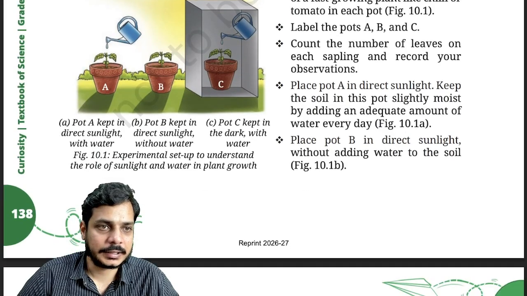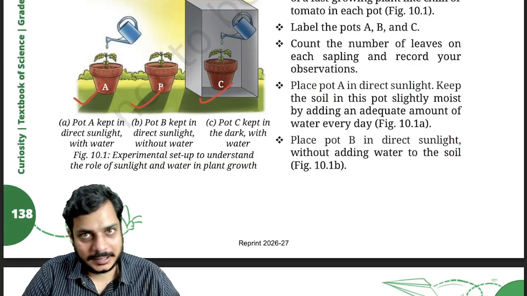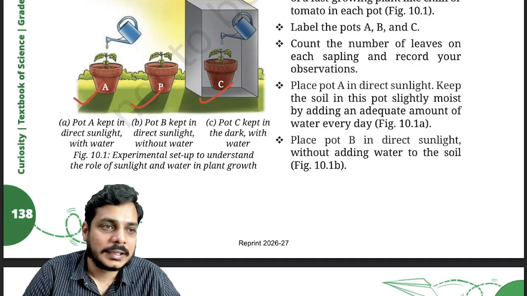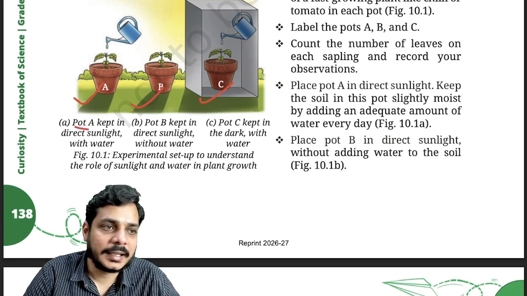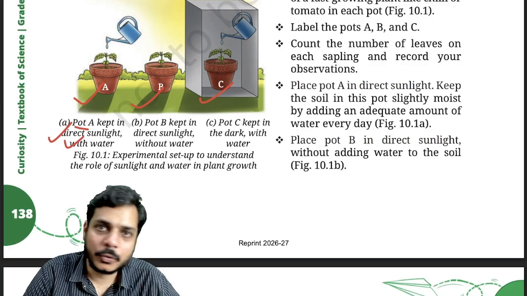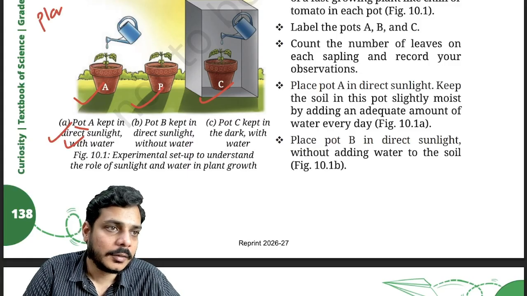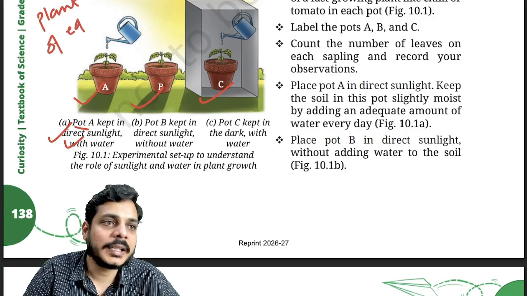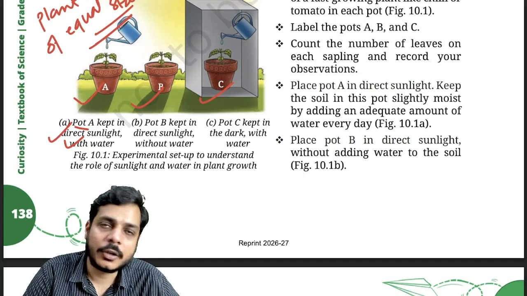You see this. We are saying that let us keep 3 pots: pot A, pot B, pot C. First, we talk about pot A, which is kept in direct sunlight. That means sunlight is there, and also it has water. You water the plant. There is a plant of equal size, and preferably you must use a plant that is fast growing in nature. So a plant of equal size in all of these 3 pots.